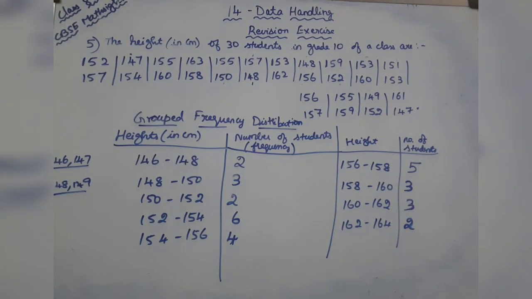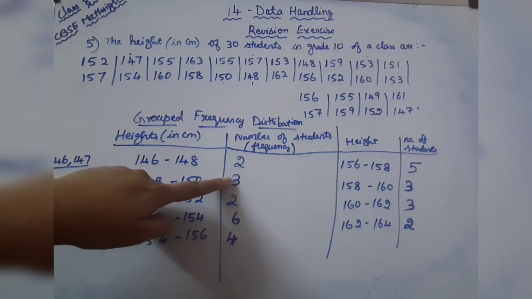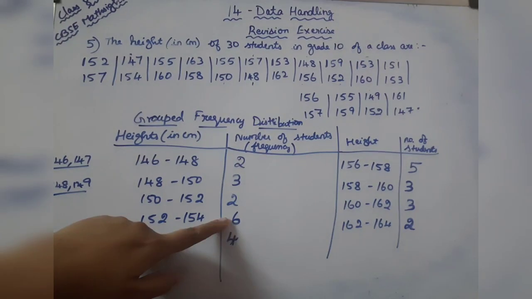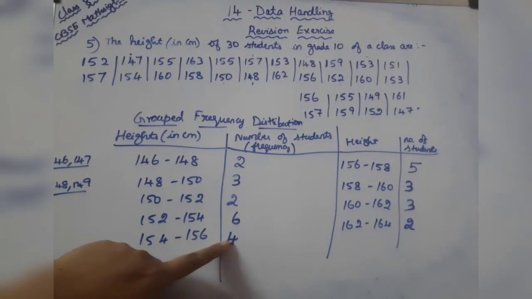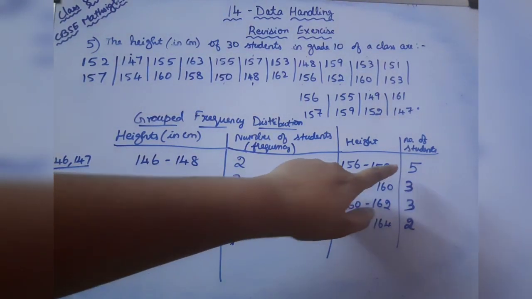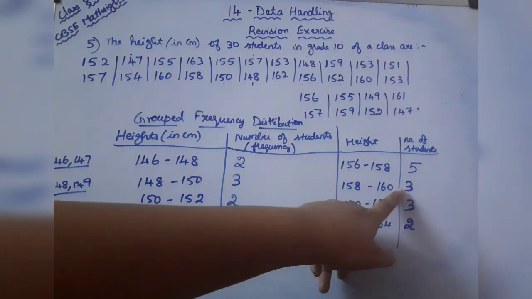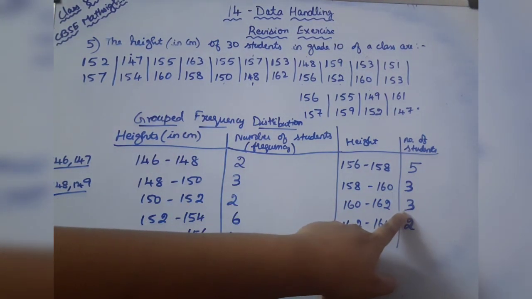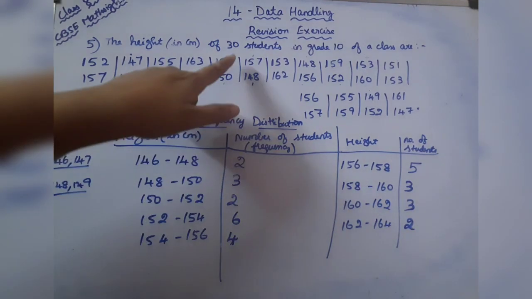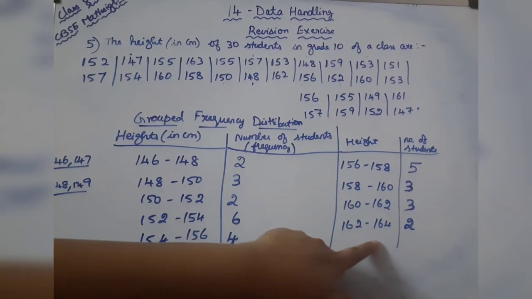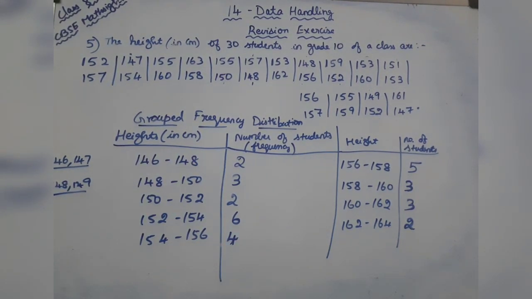When you count the values, 2 plus 3 is 5, 5 plus 2 is 7, 7 plus 6 is 13, 13 plus 4 is 17, 17 plus 5 is 22, 22 plus 3 is 25, 25 plus 3 is 28, 28 plus 2 is 30. So totally 30 students, with class intervals from 146 to 164. So we have created the grouped frequency table for the given data. We'll move on to the next one.